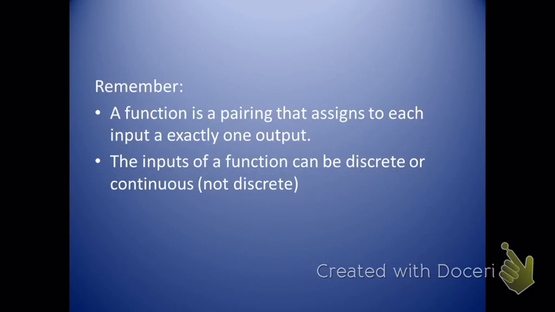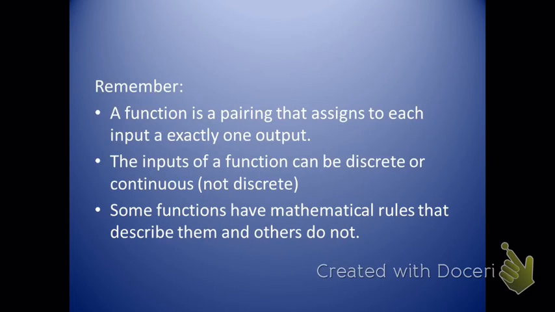And we often want to define what the valid inputs for a function are. For instance, the side length of a square can't be negative. Also, some functions have mathematical rules that describe them and others do not. The ones we're going to look at in a minute don't.